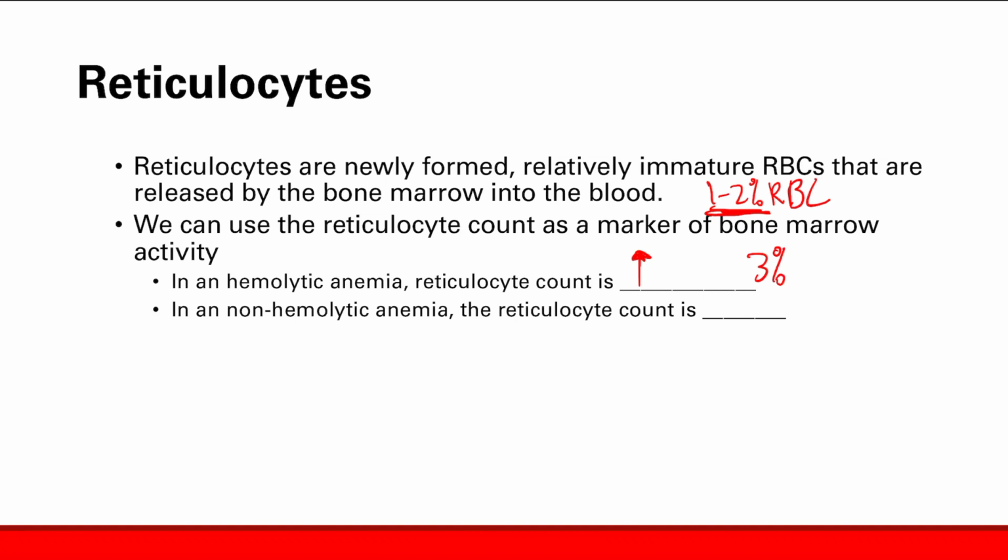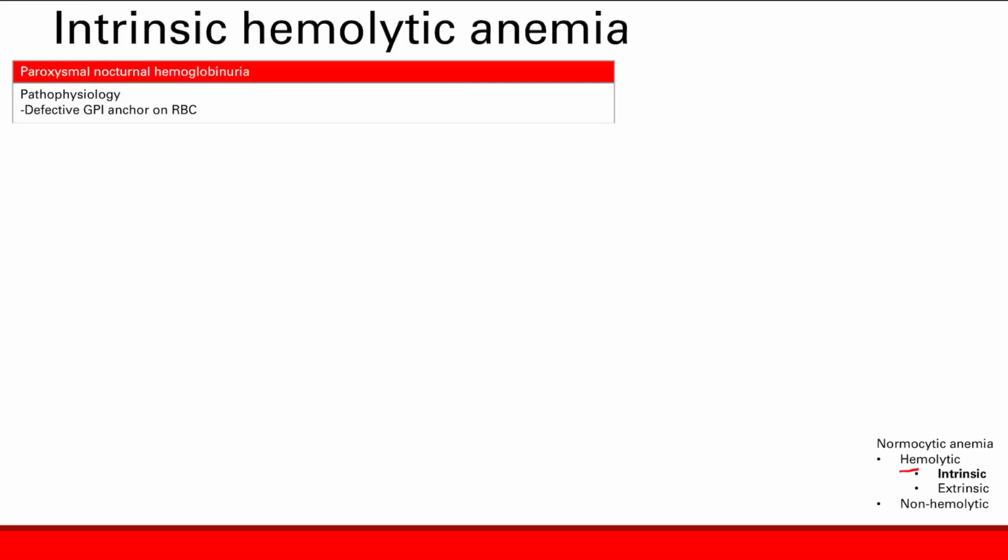Remember, the problem is that your bone marrow is having trouble making red blood cells, so it's not making the precursors either, so your reticulocyte count is decreased. So that's a very easy way to differentiate hemolytic versus non-hemolytic anemias. Now let's go into hemolytic anemias we talked about, and we're gonna classify it based on intrinsic versus extrinsic causes.